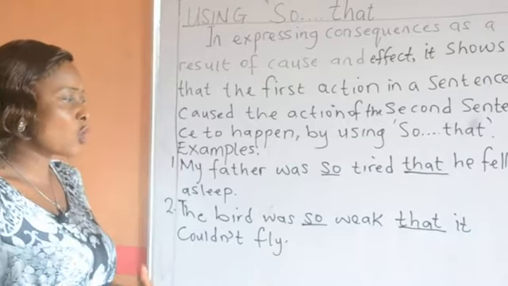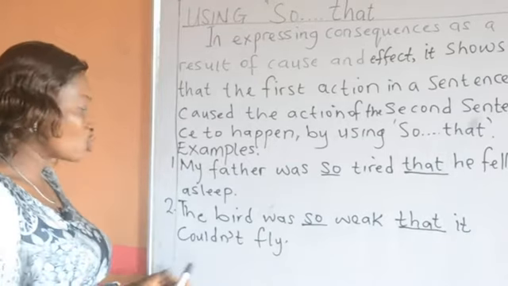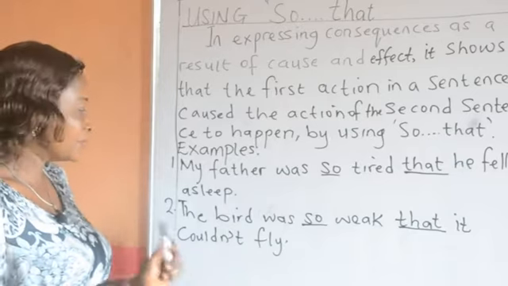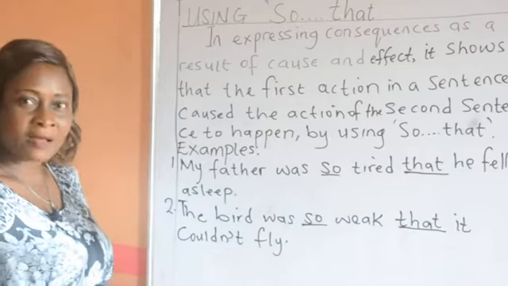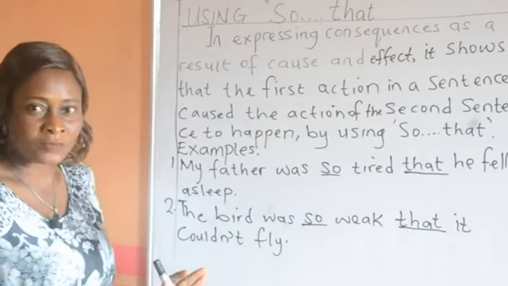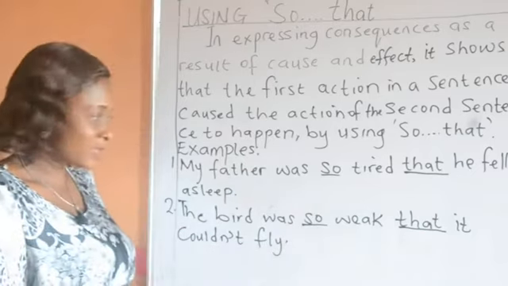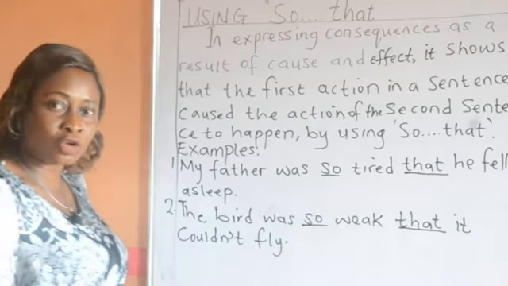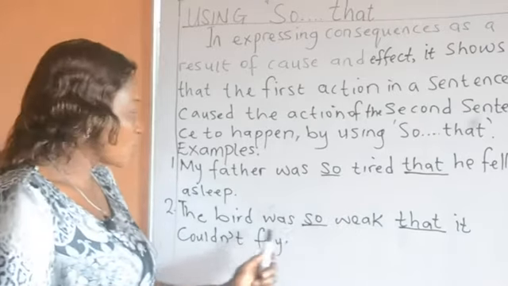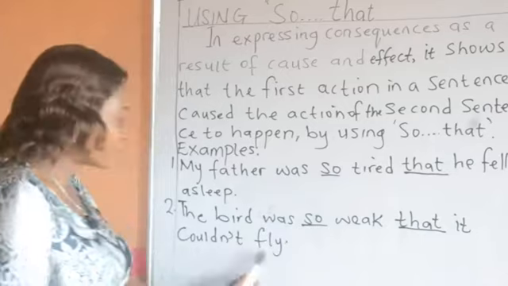Number 2. The bird was so weak that it couldn't fly. Now, the bird was so weak. That is the cause. That is what made the bird not to be able to fly. It was so weak that it couldn't fly.